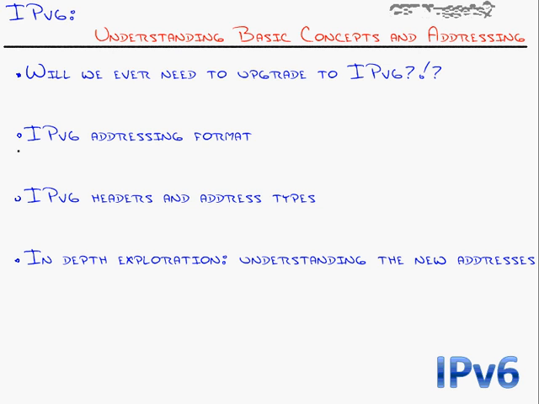Really good stuff. So then we looked at the IP addressing format, the general format of what an IP version 6 address looks like and the ways of shortening it. We looked at the address headers and address types and even the communication types tied into that. And then finally, we did an in-depth exploration of the new addresses, ranging from the link local to the unique local to the global, and then finally the multicast address.